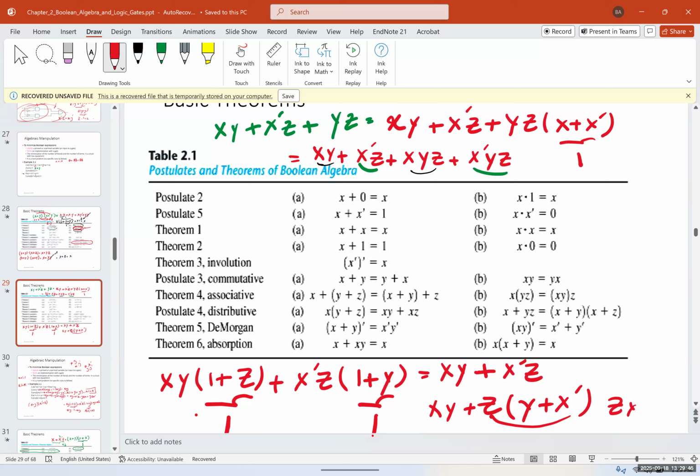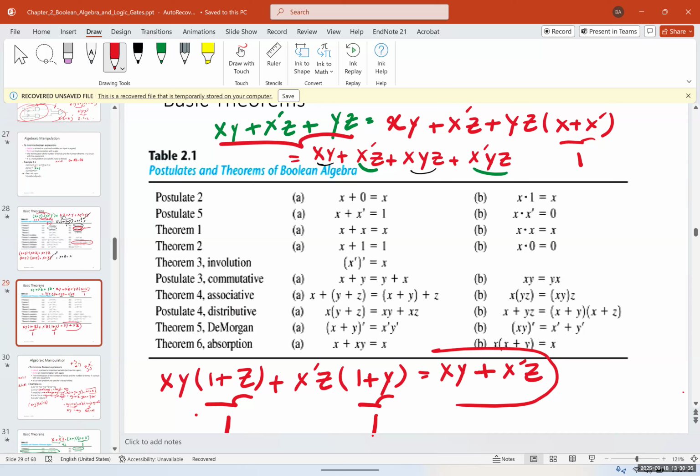So this would be equal to zy plus zx prime. Am I correct? Yes. I want to see if I can, cy plus zx prime. Yeah, no, you're missing a term, but it's very close. You can simplify that as well, but it's going to take a few more steps. Okay, so the final answer is xy plus x prime z.